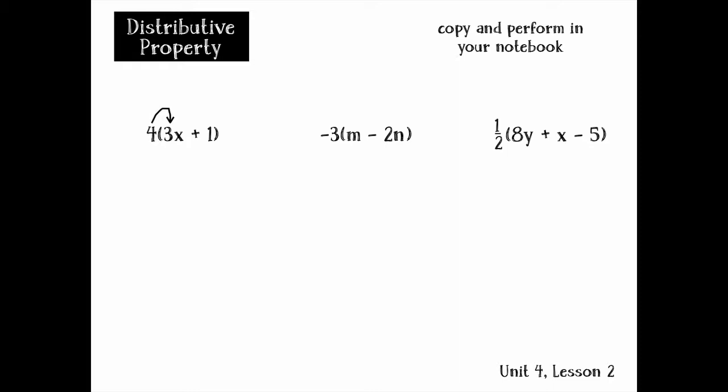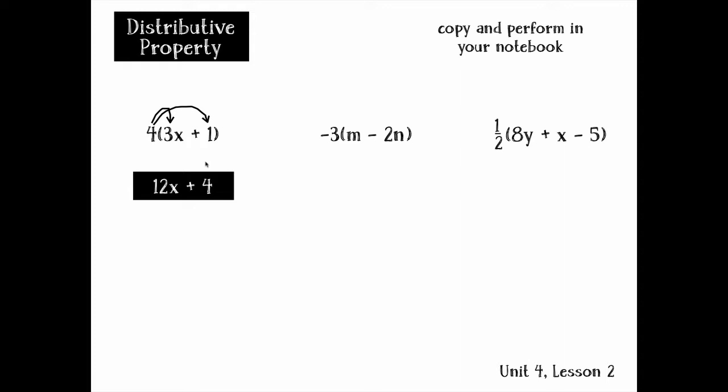When I look at the first one, I know I'm going to multiply 4 times 3x, and then I'm going to multiply 4 times 1. Sometimes people remember to multiply the first term, but they always forget that last one. So remember, everything that's in the parentheses is being multiplied by 4. This is going to give me 12x plus 4. It's not really hard. All you're going to do is multiply the coefficient by the 4. That's 12x. And then 4 times 1 obviously is 4.